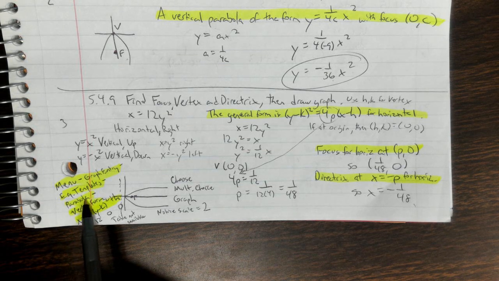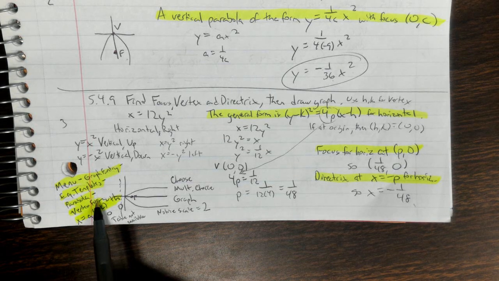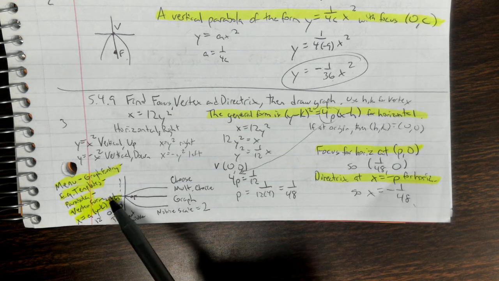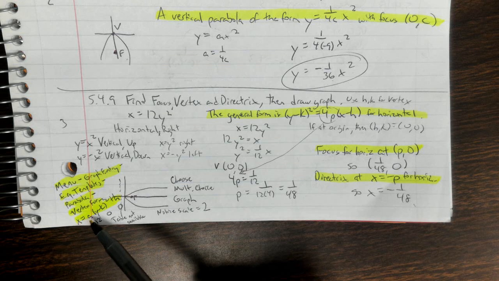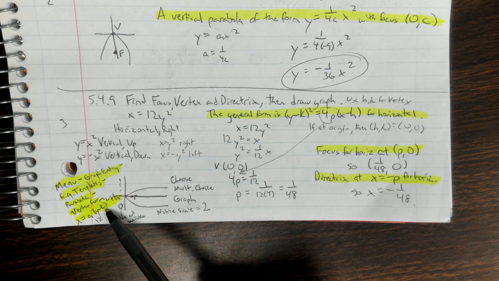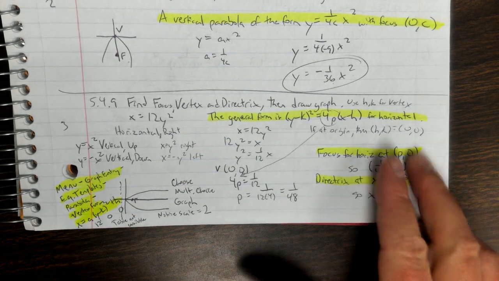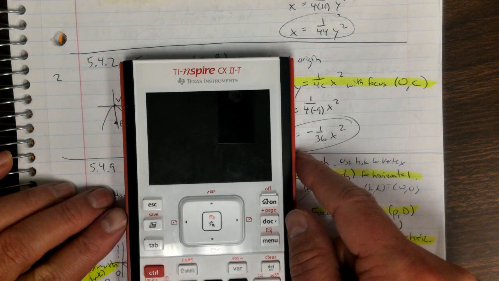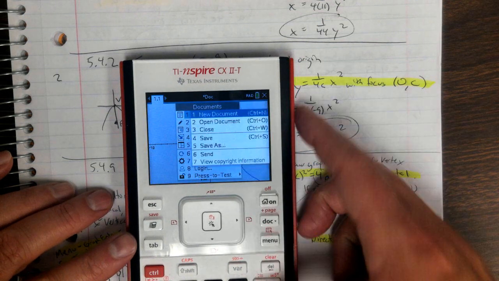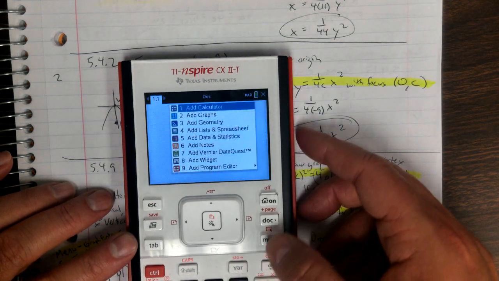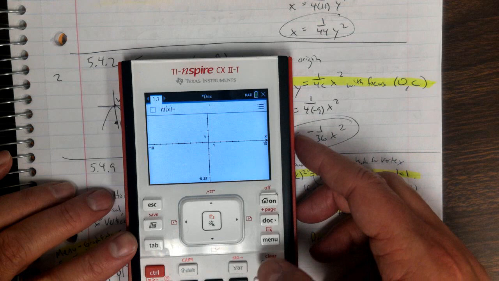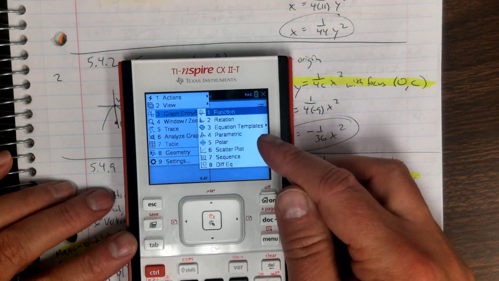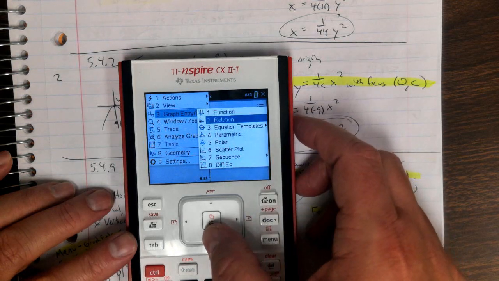And then you're going to choose parabola, and then there's going to be the vertex form, which is what we want in our case. It says x equal a times y minus k squared plus h. So let me show you how to get to that. First, we start a new document, add a graph, and go to graph entry edit. Now this is where number 3 says equation templates.